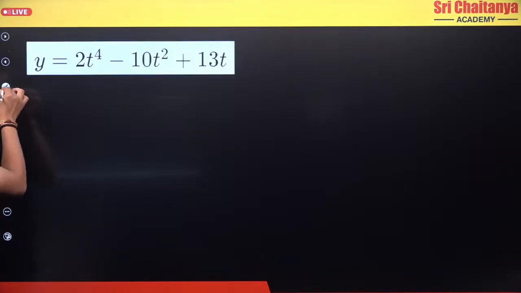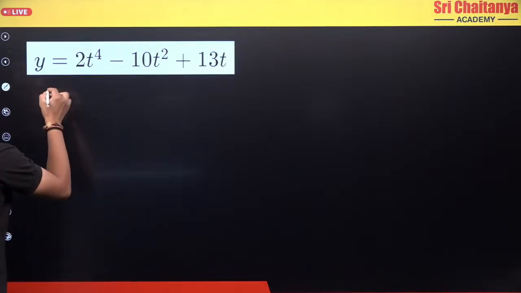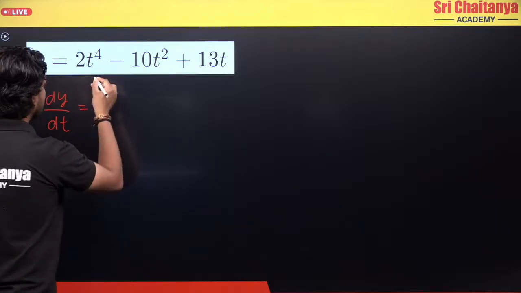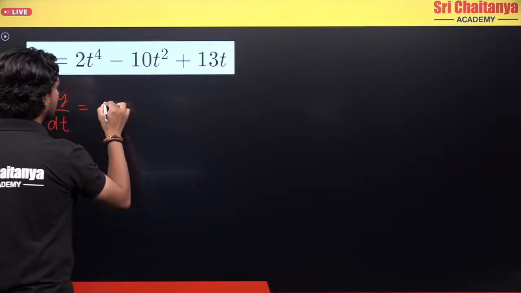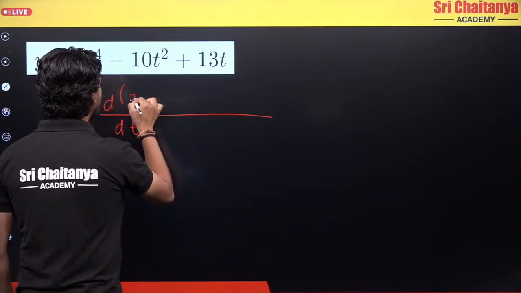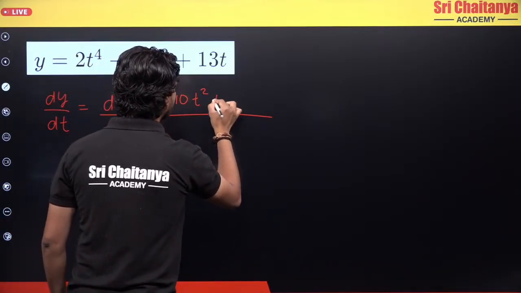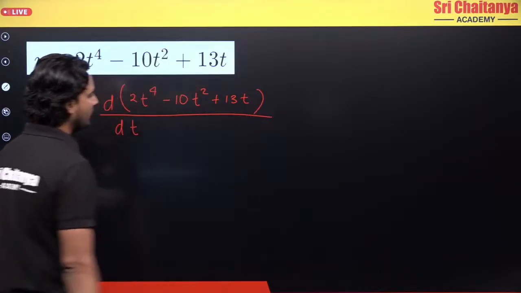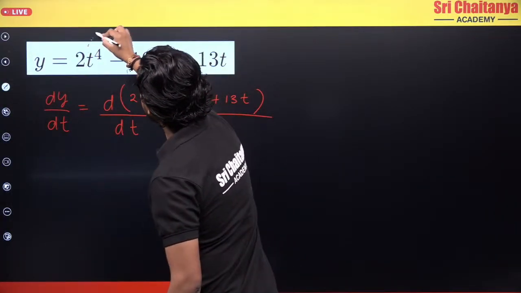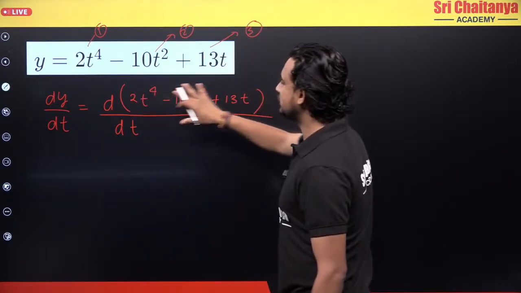This is the question which I gave you for homework, so let's apply differentiation. Dy by dt, the differentiation of y with respect to t, is the derivative of 2t power 4 minus 10t square plus 13t. There is a method for this. I have function number 1, function number 2 and function number 3. I have 3 functions which are in addition.